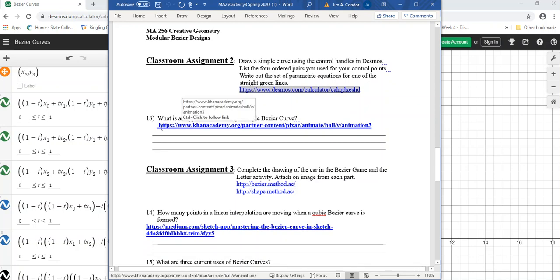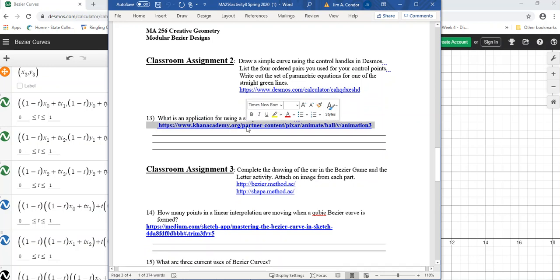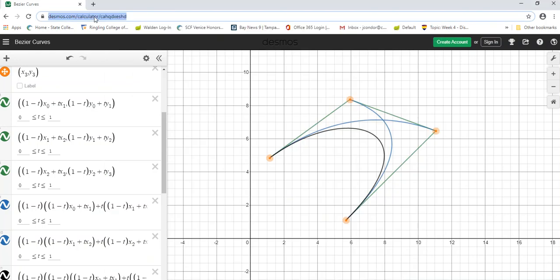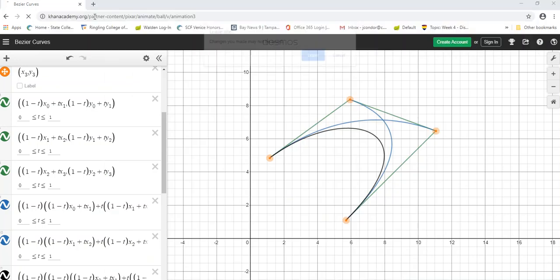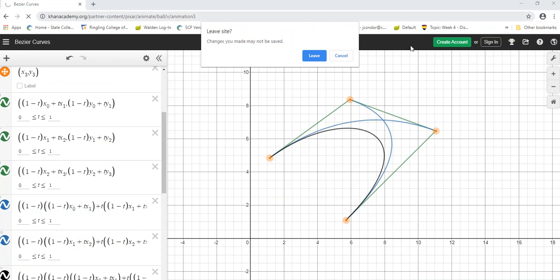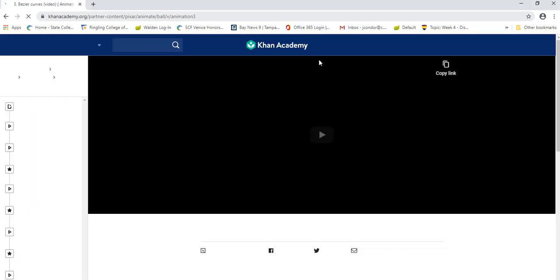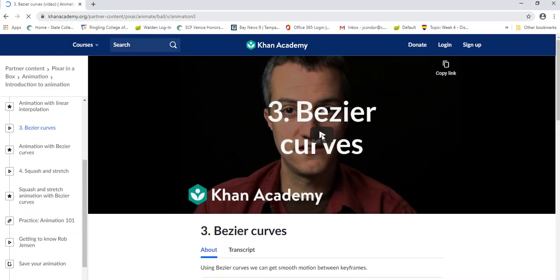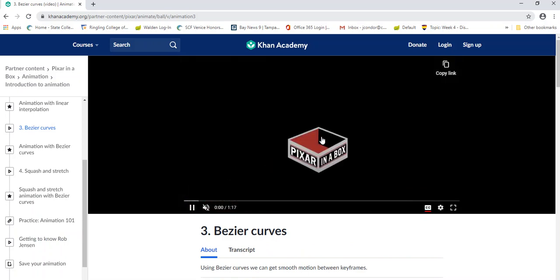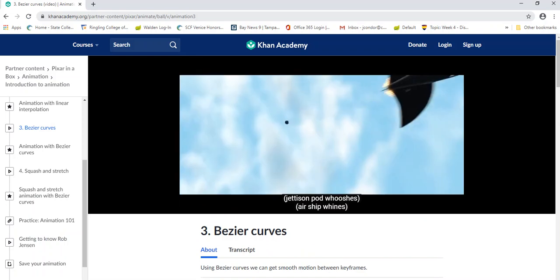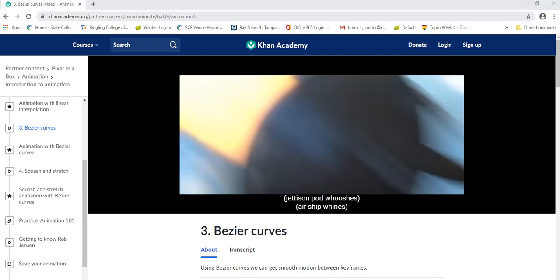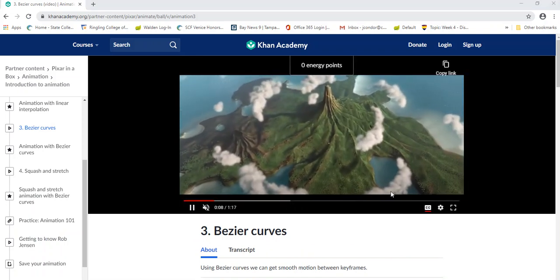All right, so let's see. What's an application for something like that, where you might have a simple handle you have to play around with? So Control C. Let's take a look at that. All right, let's get on there. I do want to play this because it's very short.